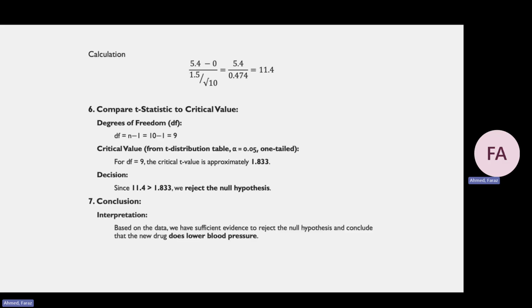This result means we have sufficient statistical evidence to conclude that the drug significantly lowers blood pressure. This illustrates how hypothesis testing enables us to validate claims with data and statistical reasoning.